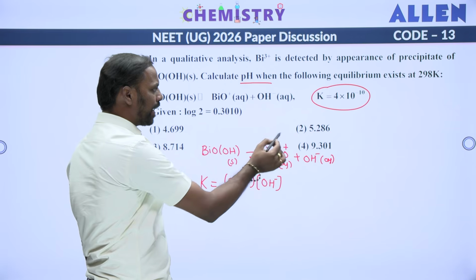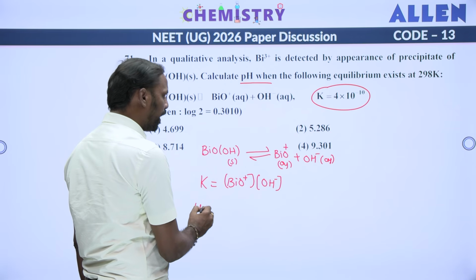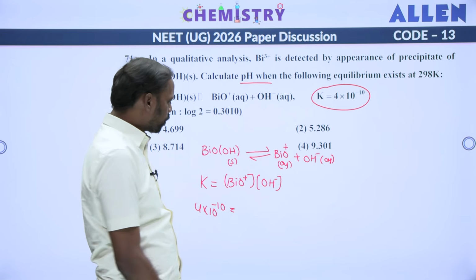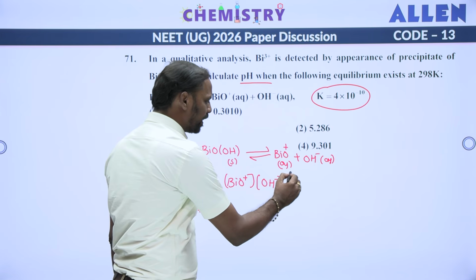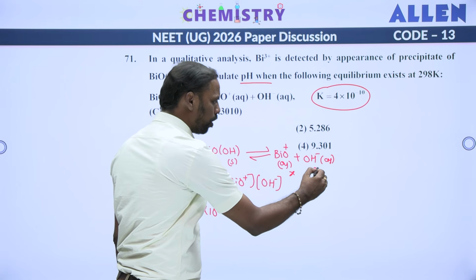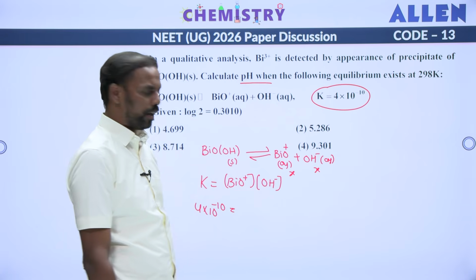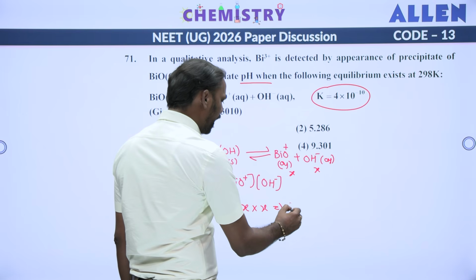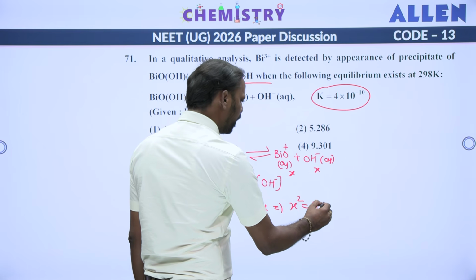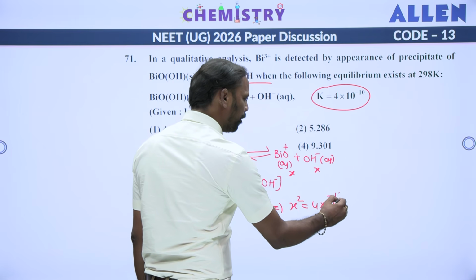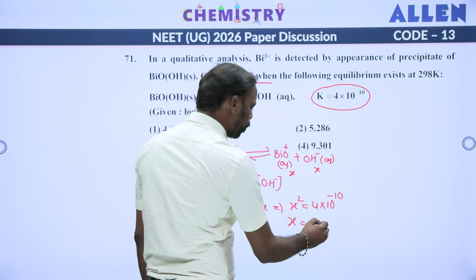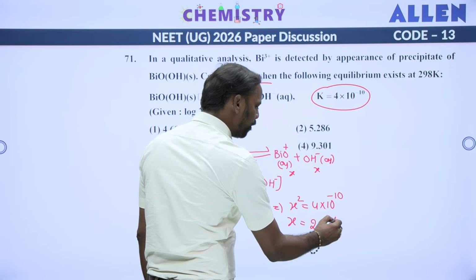So what is this K value given in the question? 4 into 10 to the power of minus 10 it is given. So this value we don't know. Let us take X, and this also I am taking X, both are 1 mole present. So here X into X, that means X square is equal to 4 into 10 to the power of minus 10. We will get X is equal to 2 into 10 to the power of minus 5.